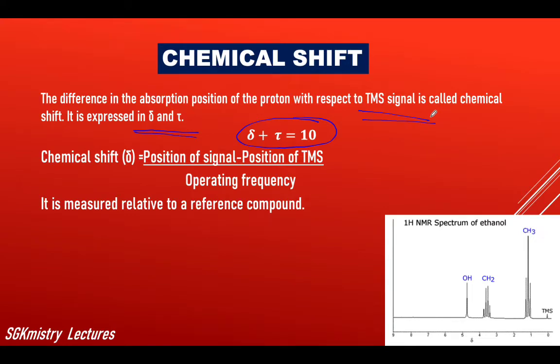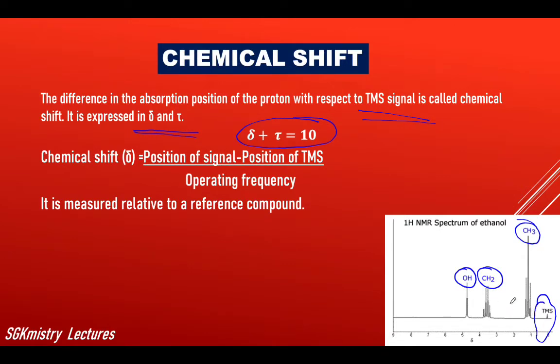So now, whatever the difference you can see here in this picture, at 0 you can see the signal due to TMS, and these are the signals due to the different protons. This is for ethanol, so CH3 will give one signal, CH2 will give a particular signal, and OH will give a separate signal. So here, with respect to TMS, what is the difference in the position? So for CH3, what is the difference between the TMS and the CH3 signal? This is the chemical shift for the CH3 proton.